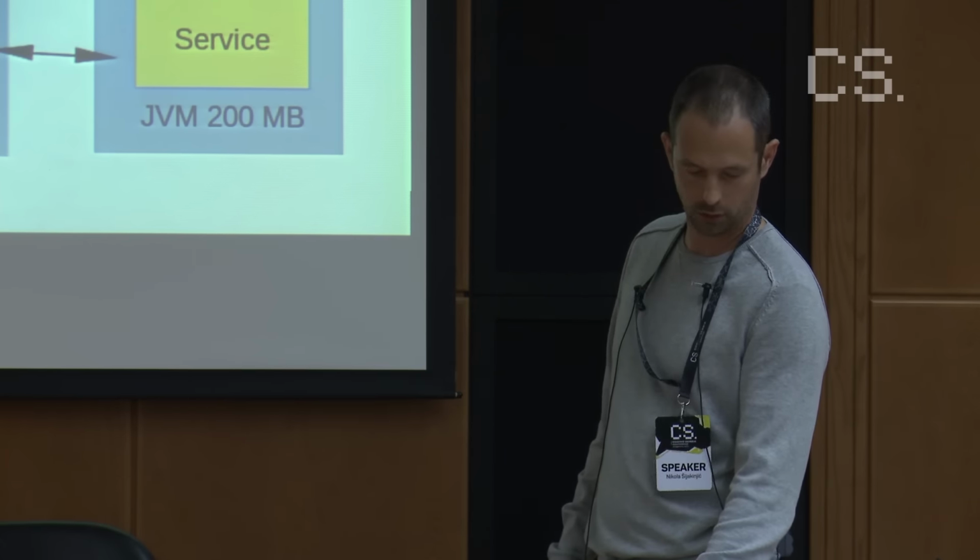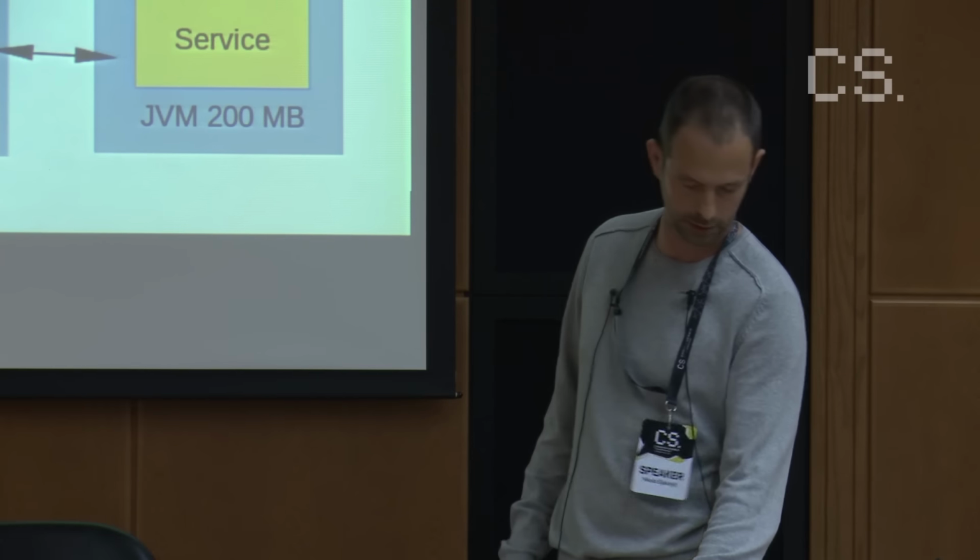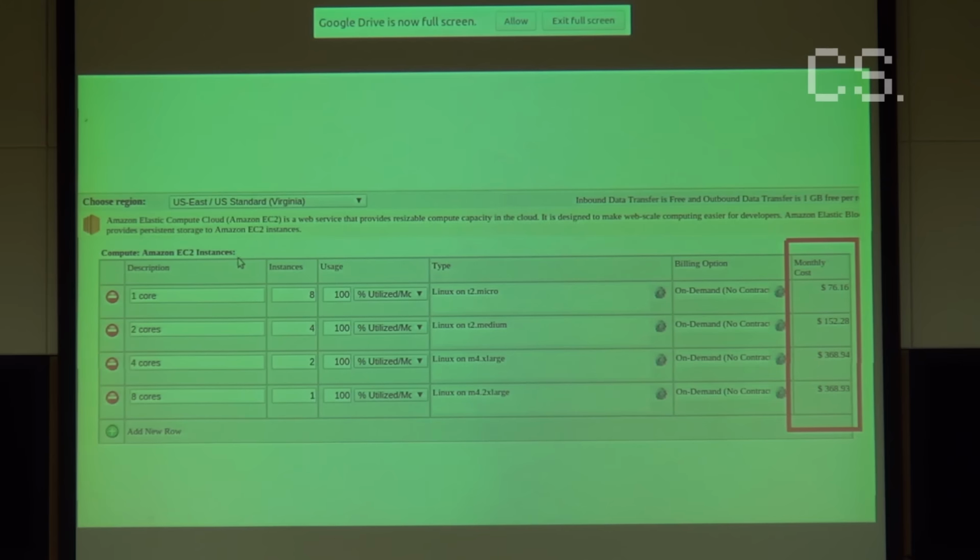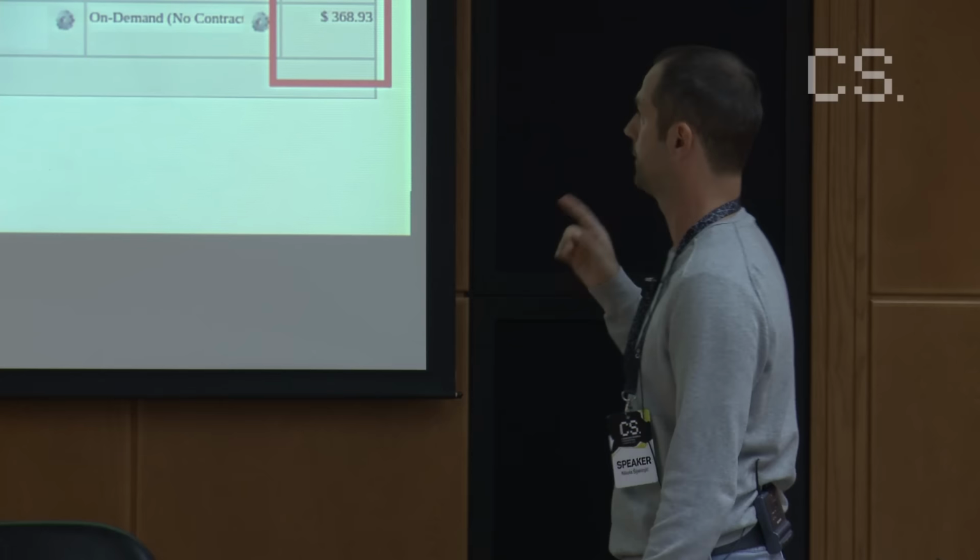And of course, the most important aspect of it all is the price. Can you see this? These are 8 chip boxes. At the top, there are 8 chip boxes with a single core each, and they cost $76. At the bottom, there is one 8-core box, and it costs $368. It is a 5-fold price increase. This is a big, big difference.